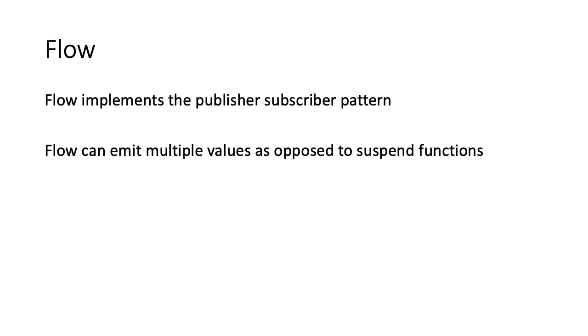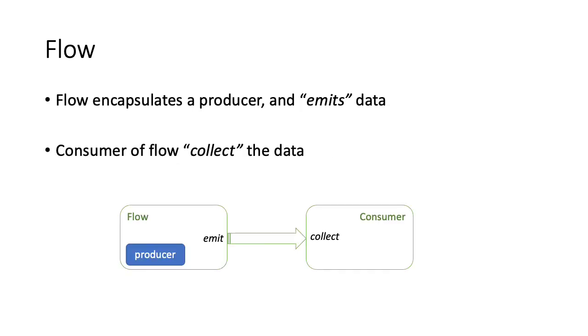Flow implements the publisher-subscriber pattern. A flow is a type that can emit multiple values sequentially, as opposed to suspend functions that return only a single value. Flow encapsulates a producer and emits data. The consumer of the flow collects the data.